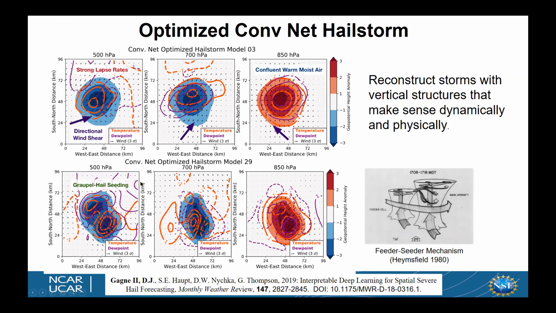Now, even more interesting, for a different model, number 29, on the bottom, we see this dipole pattern. Again, we have confluent air, but we have two streams of upward motion. We end up with graupel seeding at the top, and doggone if this doesn't match a mechanism published by Hobbs and Rangno back in 1980 that we call the feeder-seeder mechanism. So with this backpropagation method, we were able to identify this complex dipole pattern that can produce large hail.